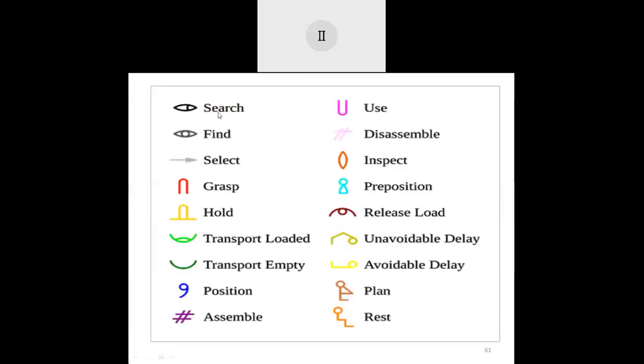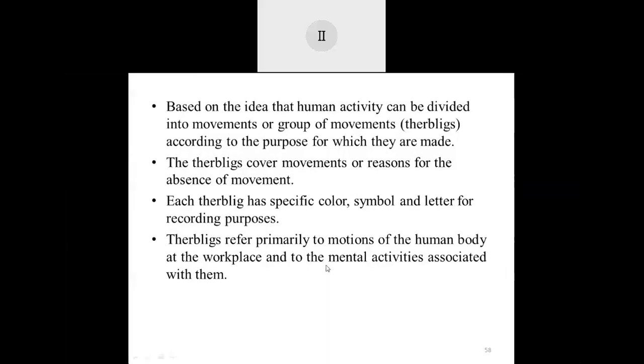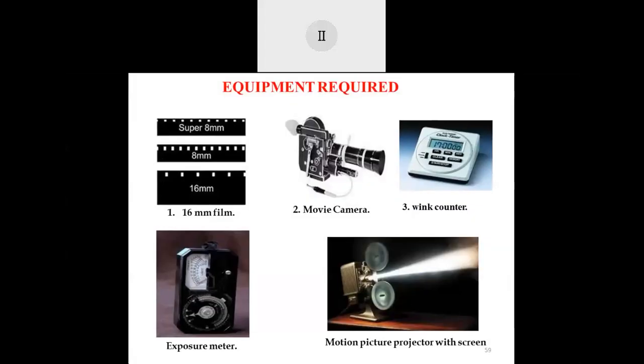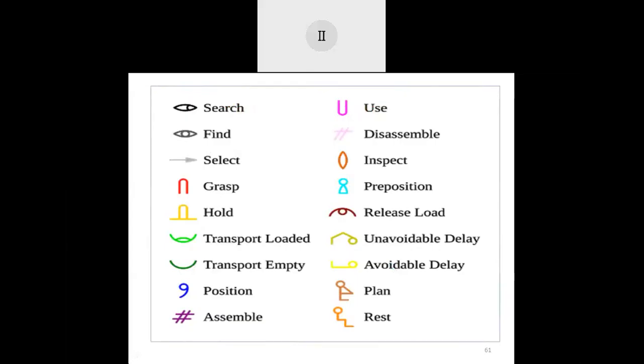So these are the purposes. If you can see, there are a total of 18 purposes. So he described 18 motions. We already said that this group of movements is decided according to the purpose for which they are made. So group of movements means group of purposes. So here Gilbreth describes 18 different types of motions, meaning 18 different types of purposes, activities, applications. Okay.